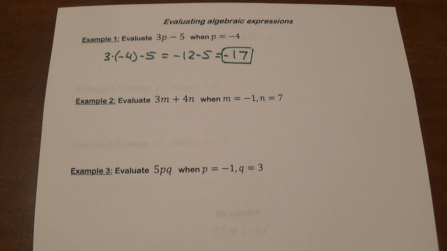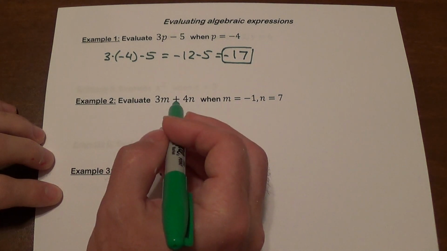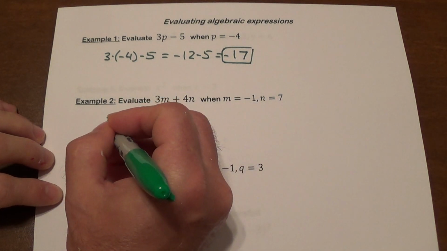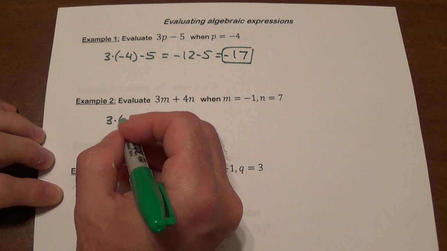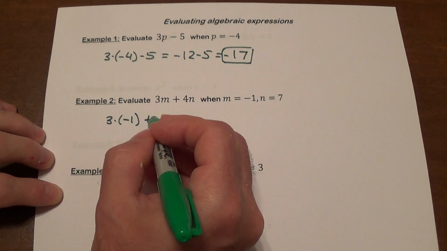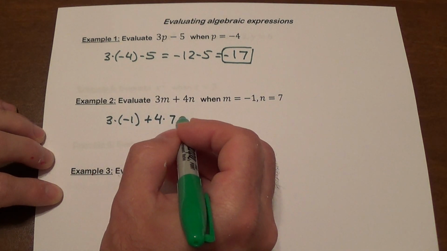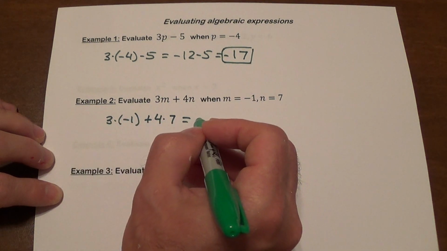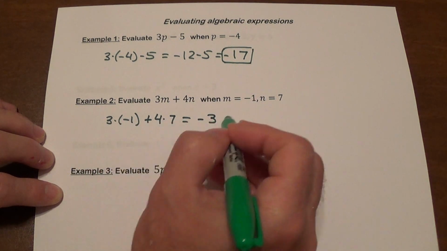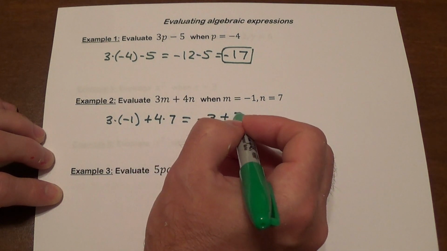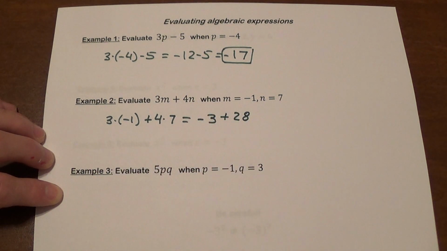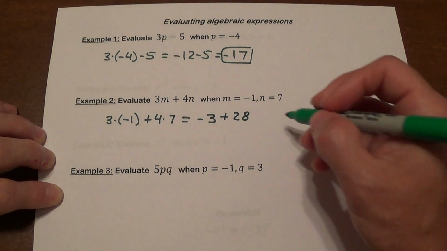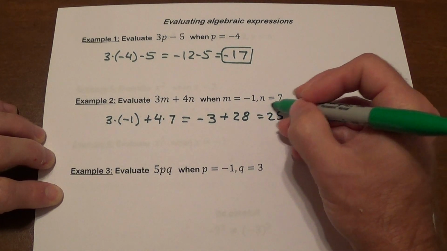Example 2, you have two variables, so you're expecting to get a number for each one of them, so you can evaluate this. 3m plus 4n, where m is negative 1 and n is 7. So 3 times negative 1 is negative 3. 4 times 7 is 28. And negative 3 plus 28 is 25.